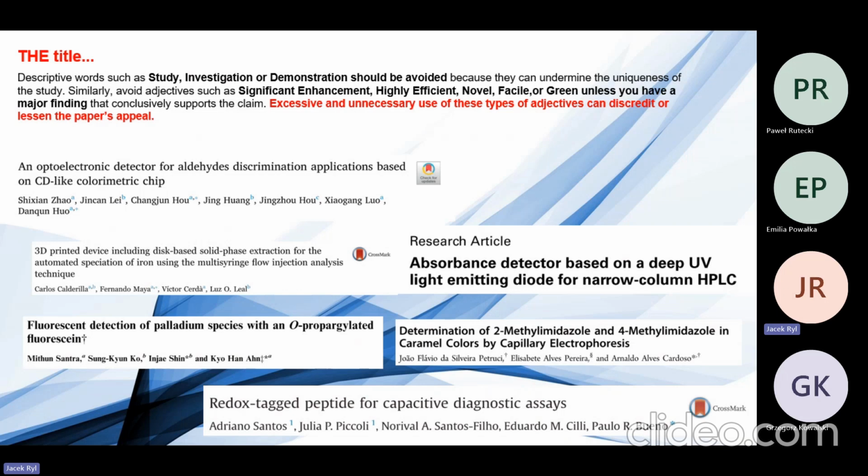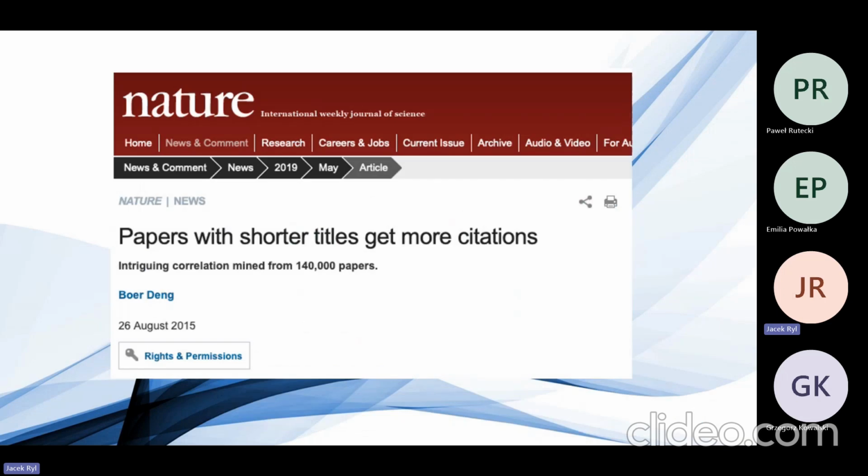So these are some examples of different topics. An optoelectronic detector for aldehydes discrimination applications based on CD-like colorimetric chip. I can see a problem with this title because abbreviations are also not welcome. So we have to avoid uncommon abbreviations. For example, if we're talking about UV light and HPLC, this is, for me at least, a very common abbreviation, but there are some abbreviations that are not common in all areas. So you have to avoid them. So these are just some examples of titles.